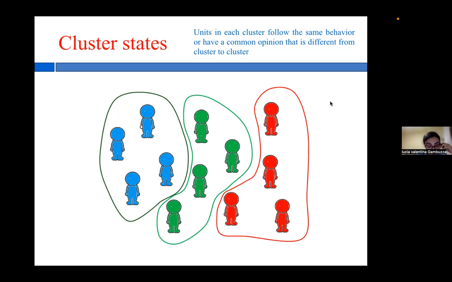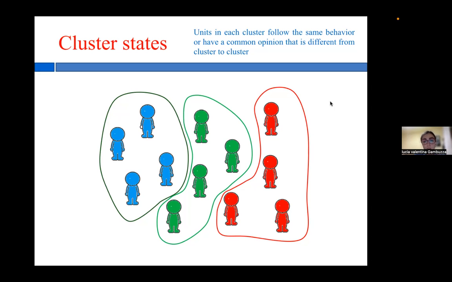The first example of a behavior which is slightly different from global or complete synchronization is exactly the cluster state. In a cluster state, the units of the network split, thanks to something, and I will show you the characteristics of the cluster state, into different groups, where the individuals in each group have the same behavior, or, for example, the same opinion, which can be different from cluster to cluster.